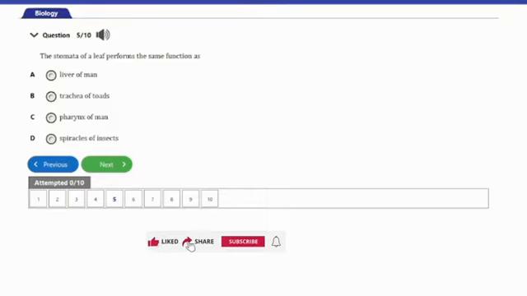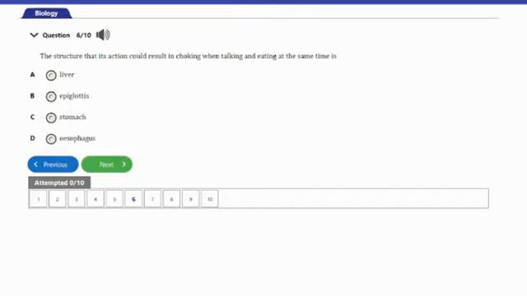So let's consider the next question, guys. That's question number 6 here. It says, result in choking when talking and eating at the same time is A. Liver, B. Epiglottis, C. Stomach, and D. Esophagus. So guys, the answer to this question is actually option B here, and that's the epiglottis.